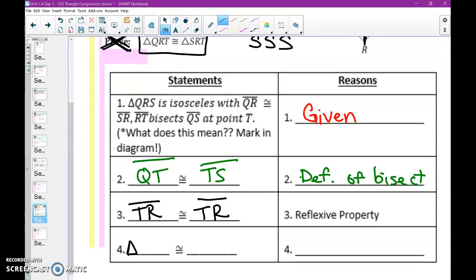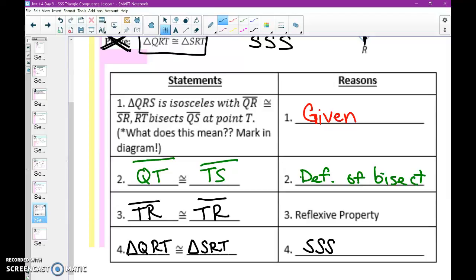So I need to put triangle QRT is congruent to triangle RST. And again, the reason is because of side, side, side. I proved 3 sets of sides are congruent here. Boom. Done.